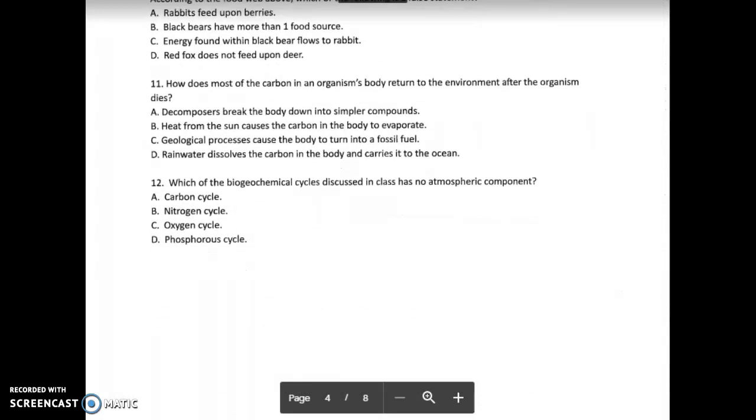Number 12. Which of the biogeochemical cycles discussed in class has no atmospheric component? A. Carbon cycle. B. Nitrogen cycle. C. Oxygen cycle. Or D. Phosphorus cycle.